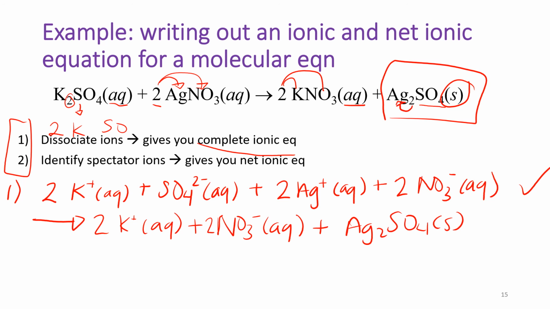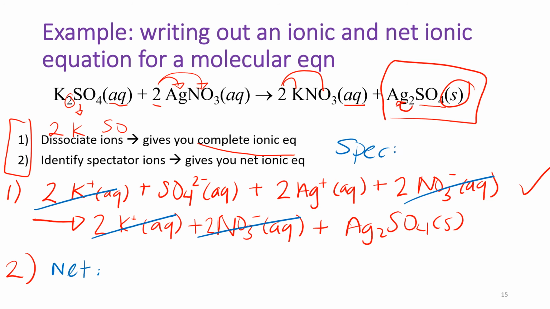That's our complete ionic. Now, in order to give us our net ionic, we have to first cross out all of the spectator ions. The ones that stay the same are this potassium. You can see that it's 2K+ aqueous, 2K+ aqueous. And the same thing with this nitrate, 2NO3- aqueous, 2NO3- aqueous. So our spectators were K+ and also NO3- aqueous. So those are our spectators.